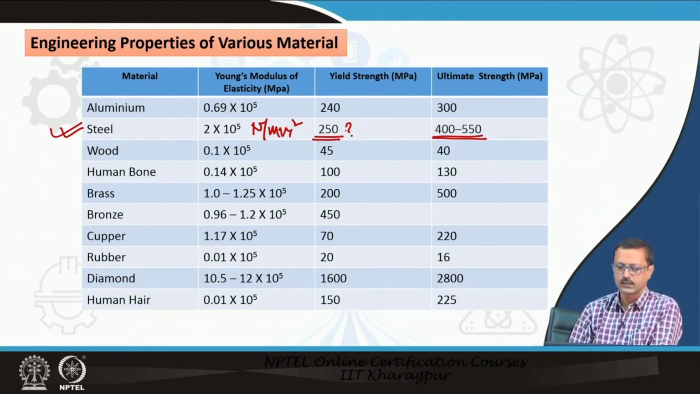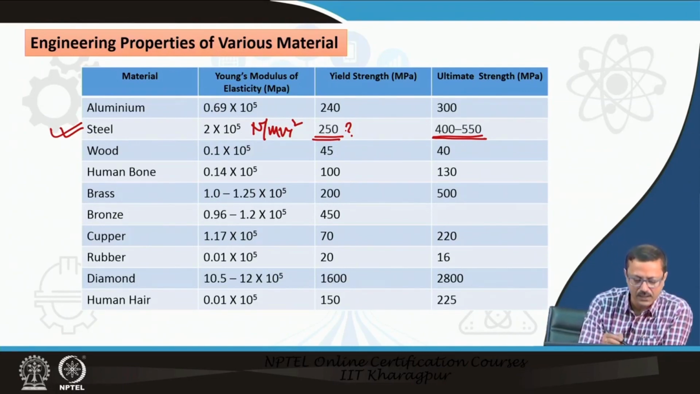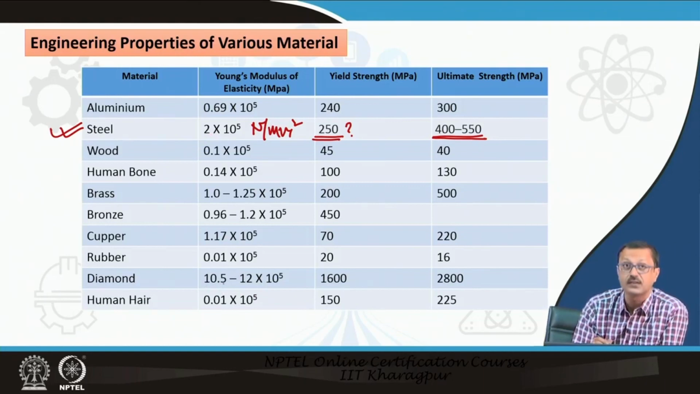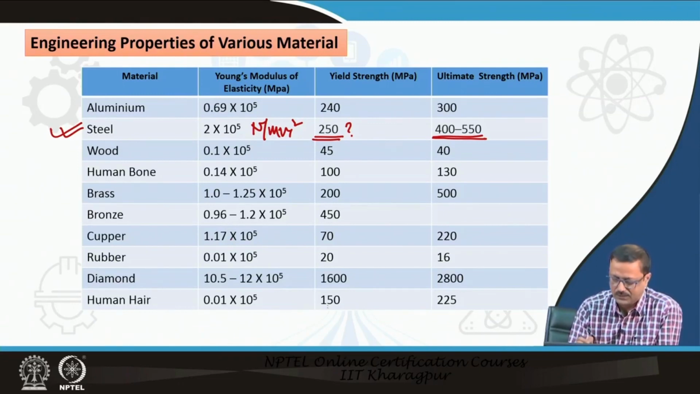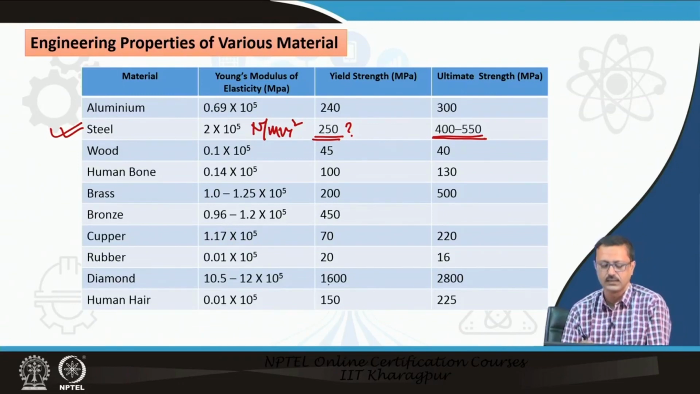See, these are some of the materials, like brass, bronze, copper, rubber, diamond. Diamond is very high. You see, this is 10 almost. If steel is 2, diamond is almost 5 times higher. And you see the yield stress or yield strength 250, and it is 1600. Diamond is very high. Even our human hair, the elasticity is less, but you can compare the yield strength also.